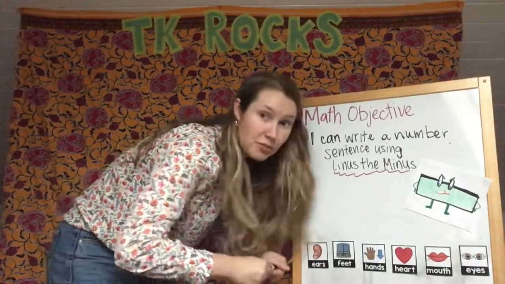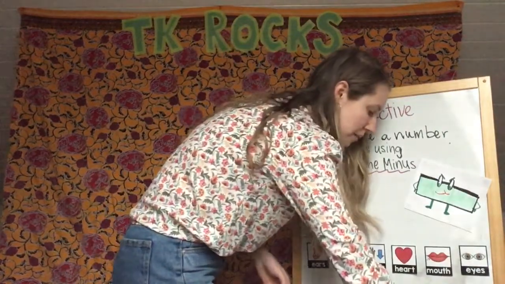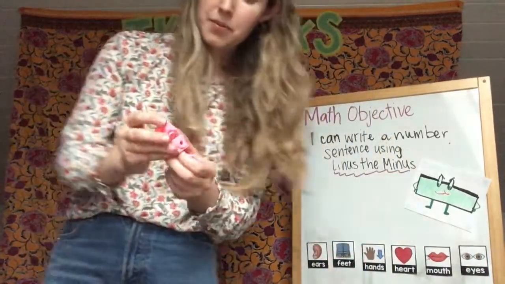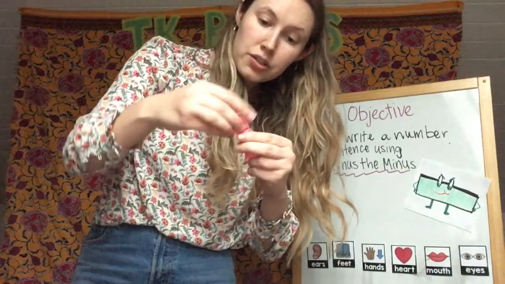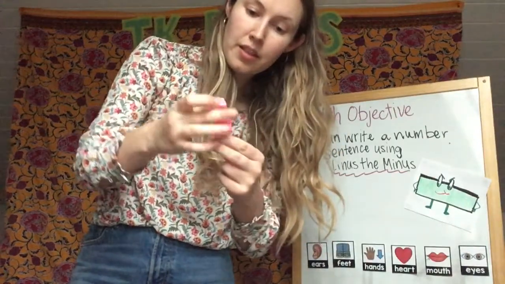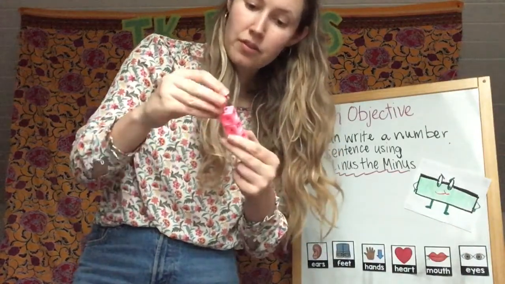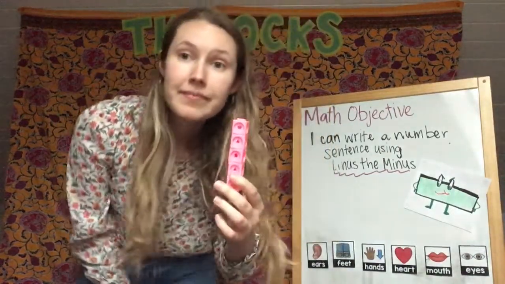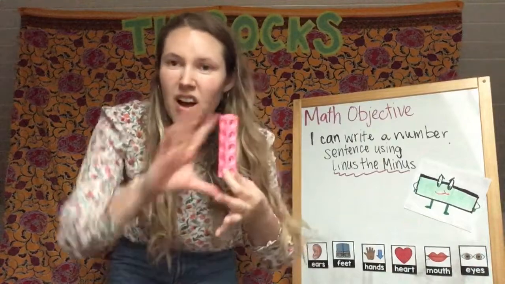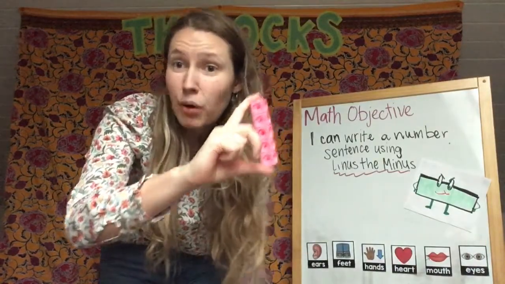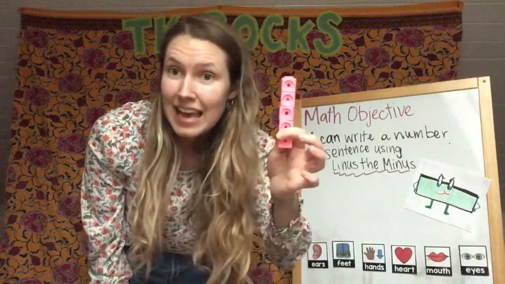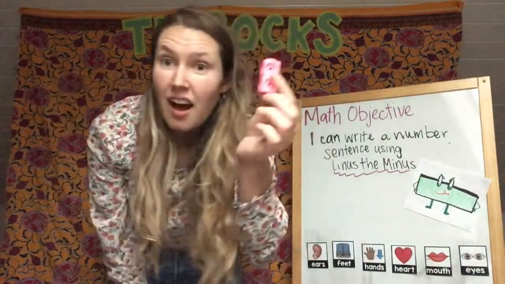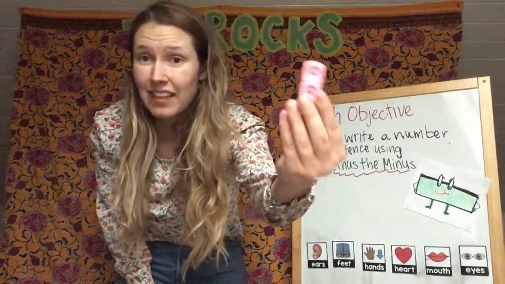5 take away 3. I'm going to show you using my Unifix cubes here. So I'm going to start out with 5 Unifix cubes. 1, 2, 3, 4, 5. 5 Unifix cubes. Now, Linus the Minus comes along and he's going to take them away. He wants them for himself. So he's going to take away 3. Ready? I'm going to count 3. 1, 2, 3. And how many do I have left now?